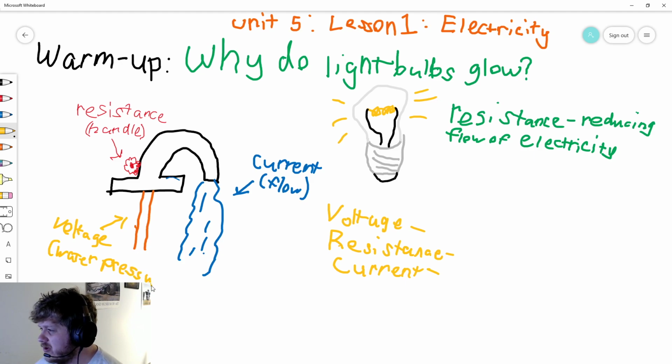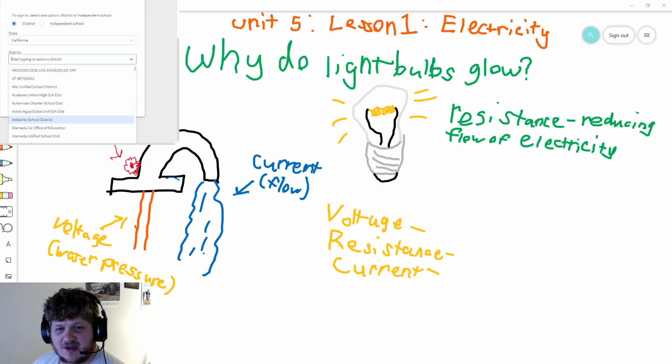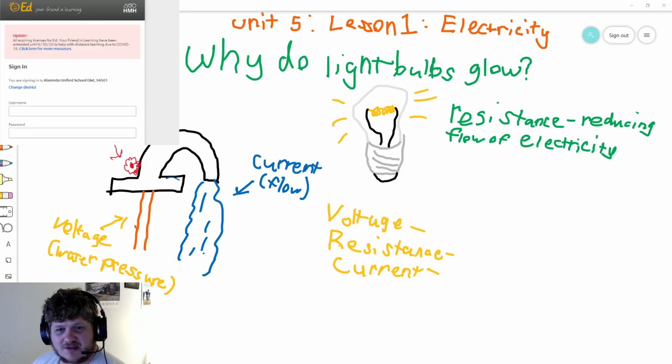So this is just to give us an idea. And what you will need to do today is actually use the book. So if you want to go onto the online textbook, hmhco.com/1, you'll end up with a screen like I have up here. Once you get there, you'll have to choose your district. We are in California, and then down here you'll scroll down to Alameda Unified School District. Click Next.